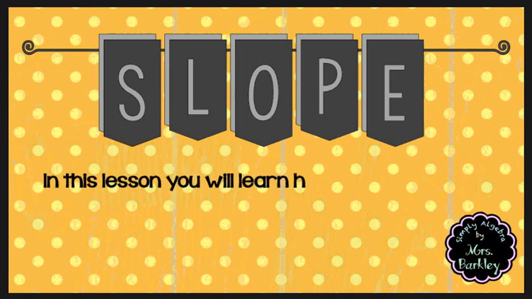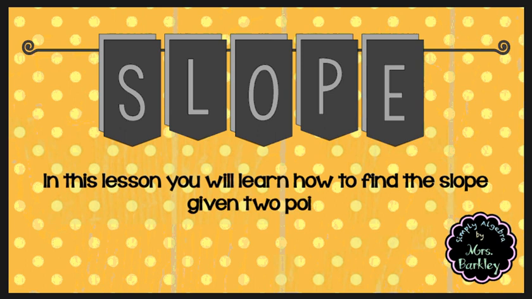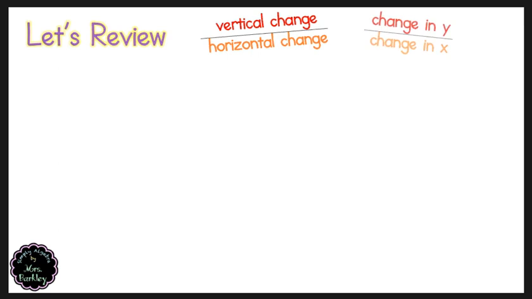In this lesson, you will learn how to find the slope given 2 points. So let's review. We have learned that slope is the ratio of the vertical change to the horizontal change, which can also be referred to as the change in y compared to the change in x, and also can be referred to as the rise compared to the run.